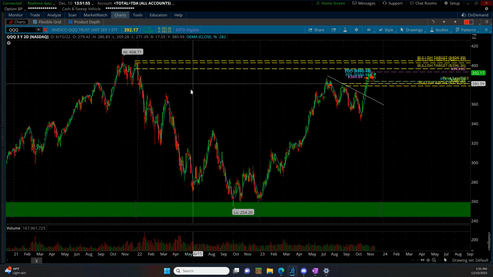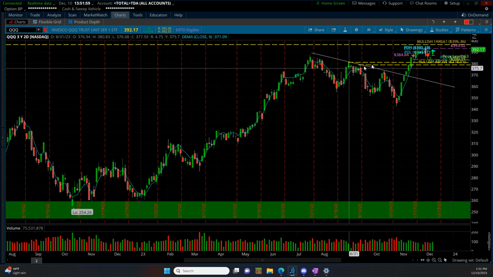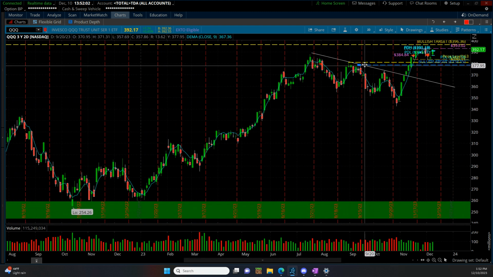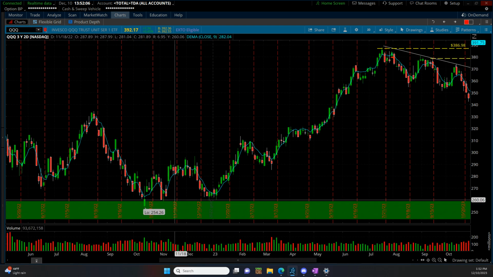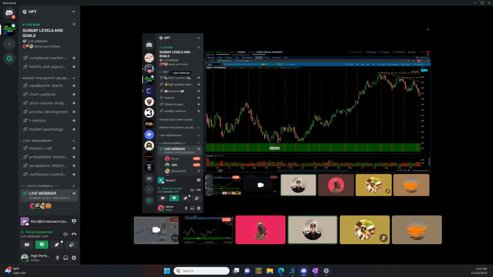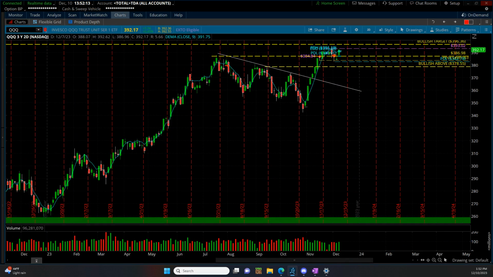Dude, this is beautiful. Look at this, man. That's odd. I just love looking at this pattern. This right here is just beautiful. Oh, hold on one second.